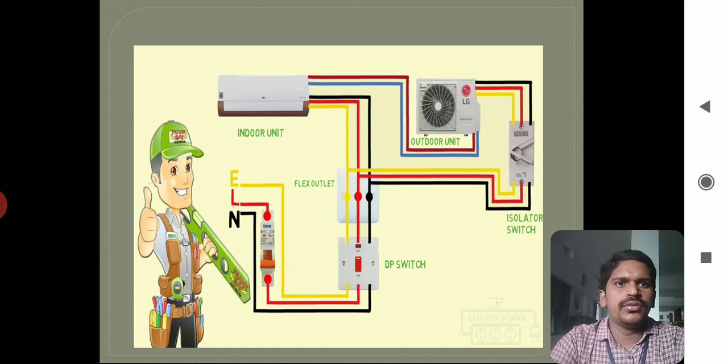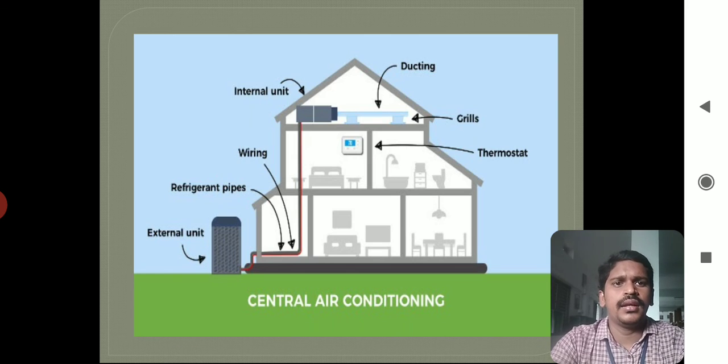And also you have to connect the indoor to the outdoor unit. Some lines are there. Isolator switches have to be connected to the outdoor unit of the condenser. These are the proper lines of the air conditioning systems.